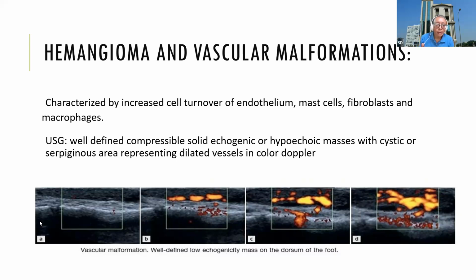Here you can see the hemangioma with and without color Doppler. On the left side of the picture, you can see a hemangioma which cannot be nicely seen without the color Doppler. But on the right side of the picture, B, C, and D, you can easily see the serpiginous hypoechoic or cystic mass which is taking up the color. So this is the vascular malformation or hemangioma of the foot, which can be a source of pain in the dorsal aspect of the foot.